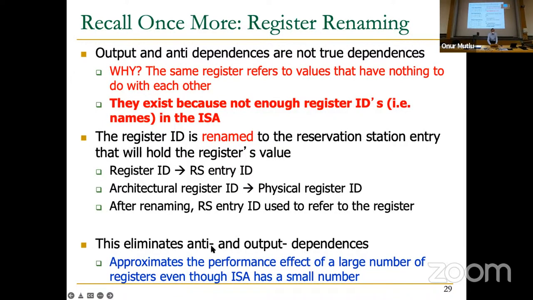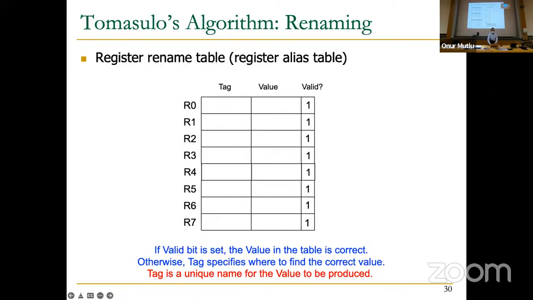We're going to eliminate anti and output dependencies via renaming. We're going to approximate the performance effect of a large number of registers, even though the ISA has a small number. And remember last time we had this register rename table, right? This was the register file actually last time. I'm going to call it register rename table. It's essentially the same thing, but I'm going to change a few things to enable out of order execution, because I'm going to ignore the reorder buffer for now. We're going to get back to it later on.